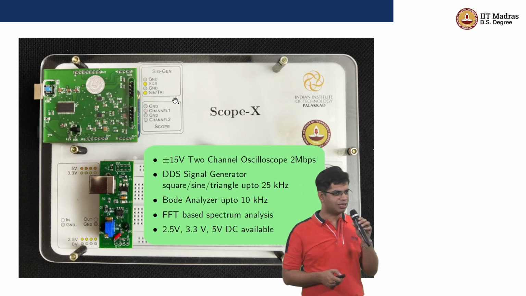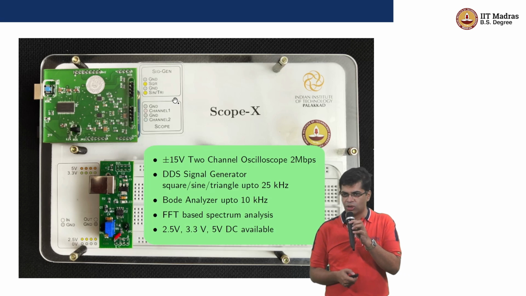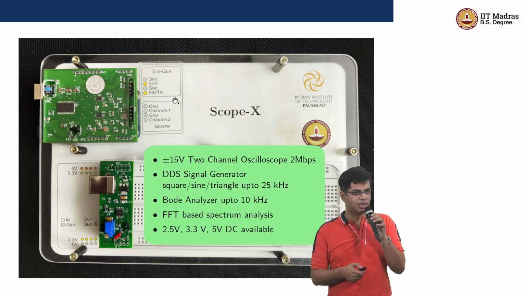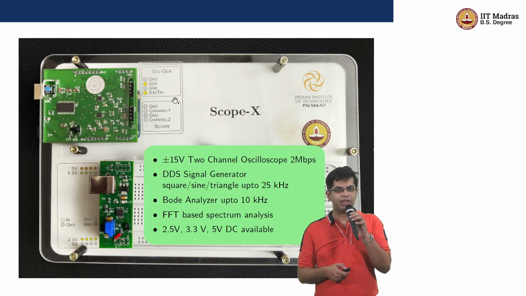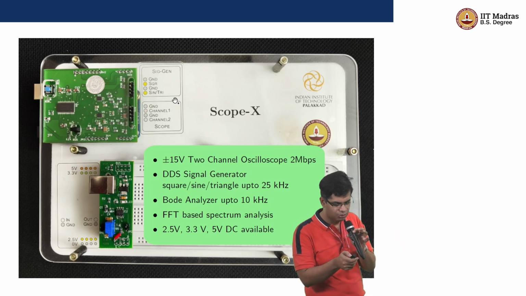We have a Bode analyzer, which means if you want to find the frequency response of a circuit, you can use this. There is an FFT-based spectrum analysis tool, so if you have a square wave, I can find out its components. And then 2.5 volts, 3.3 volts, and 5 volt DC are available. So that's essentially what we have.